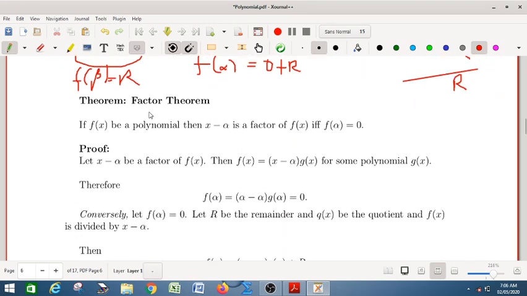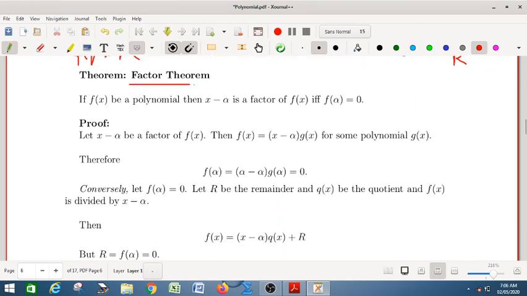Okay, lastly, this is the last topic today, the factor theorem. We have already discussed the factor theorem in graphs. If f(x) is a polynomial, then x minus alpha is a factor of f(x) if and only if f(alpha) is 0. If x minus alpha is a factor, f(alpha) is equal to 0. If f(alpha) is equal to 0, then x minus alpha is a factor. We already have an idea of that from the graphs.